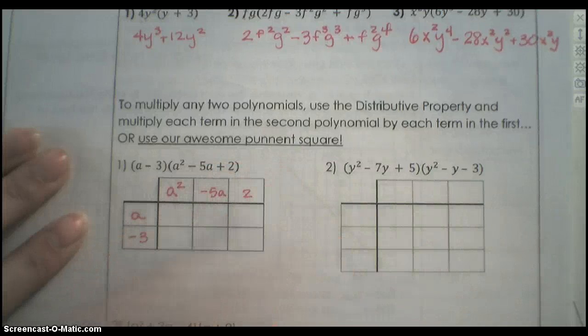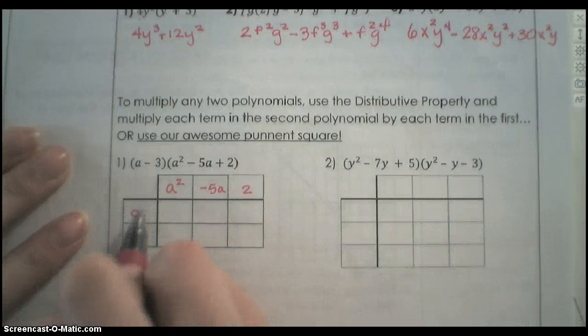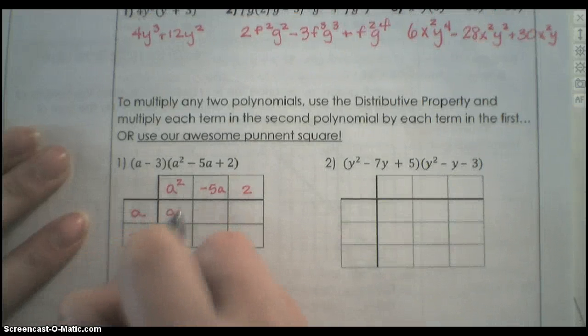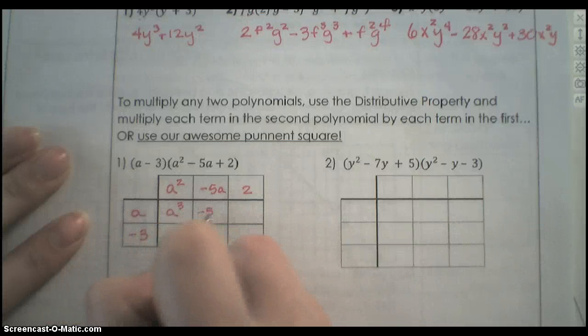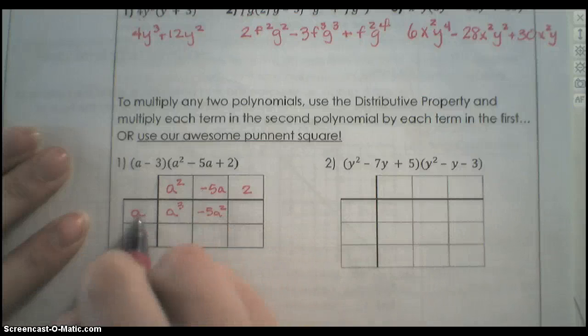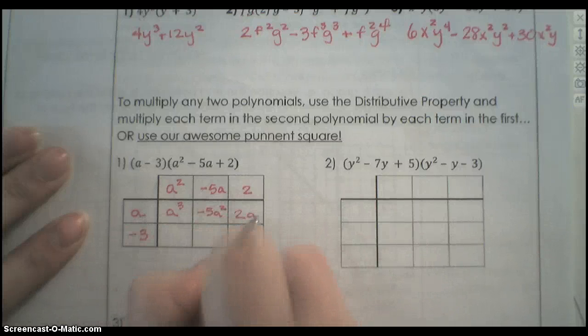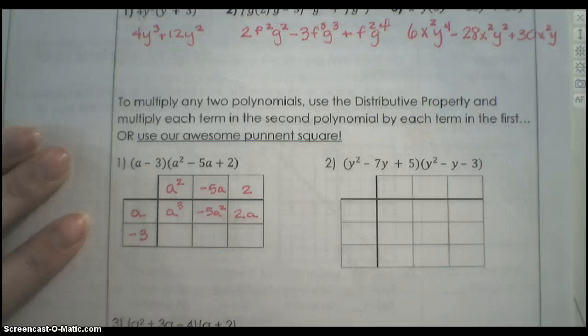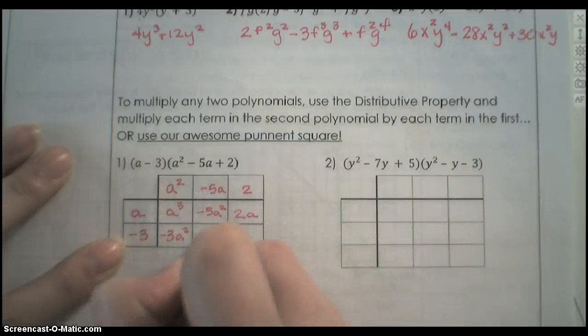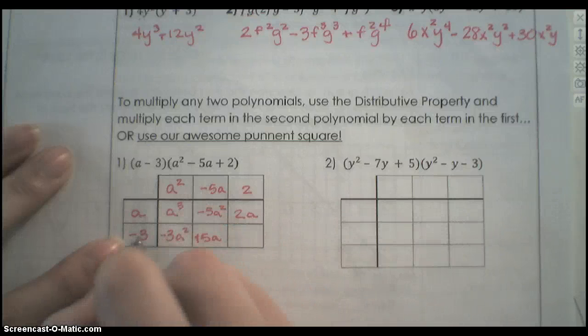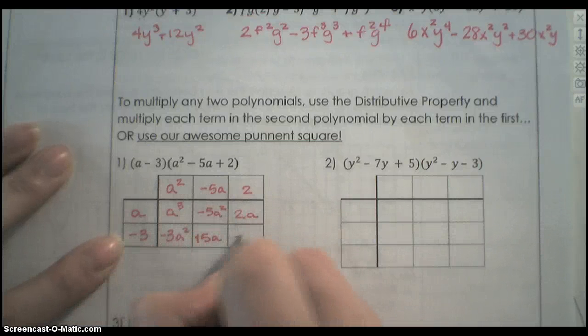So we've got everything filled in from above. Now we're going to go ahead and multiply. So a times a squared is a cubed. A times negative 5a is negative 5a squared. A times 2 is 2a, and you don't necessarily have to go in any specific order. Negative 3 times a squared is negative 3a squared. Multiplying negative 3 times negative 5 is positive 15a. Watch those negatives. Negative 3 times 2 is negative 6.